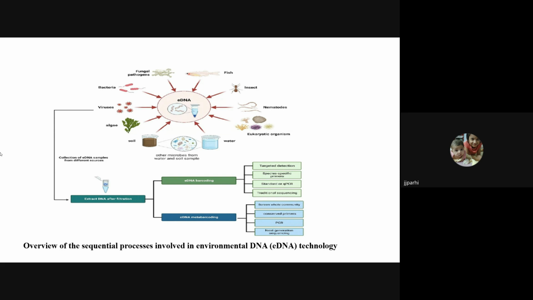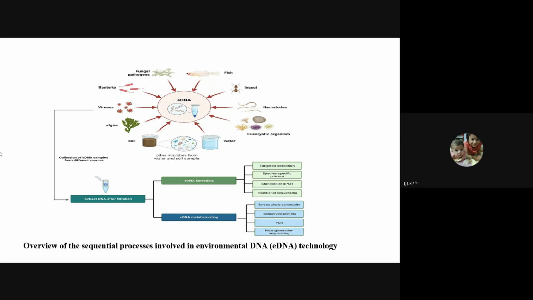As I told you, DNA barcoding will go for targeted species, target detection, where species-specific primers will be used, standard qPCR, or normal PCR also we can go. And traditional sequencing, Sanger and all, to identify the sequence.